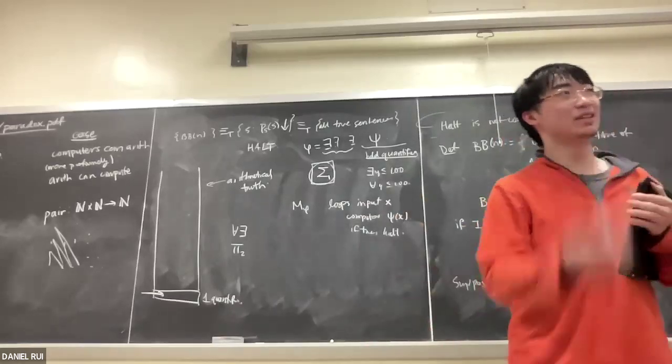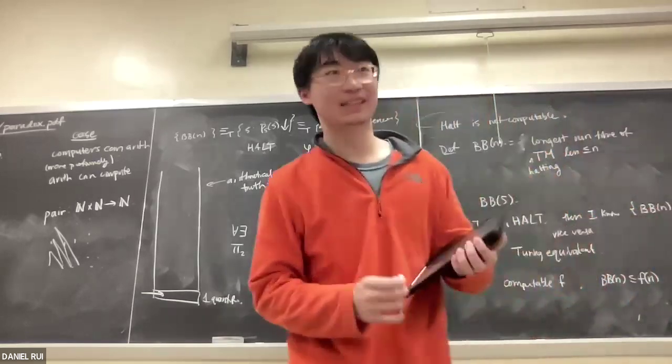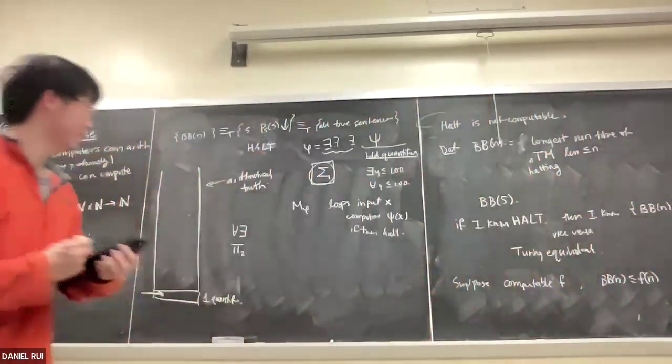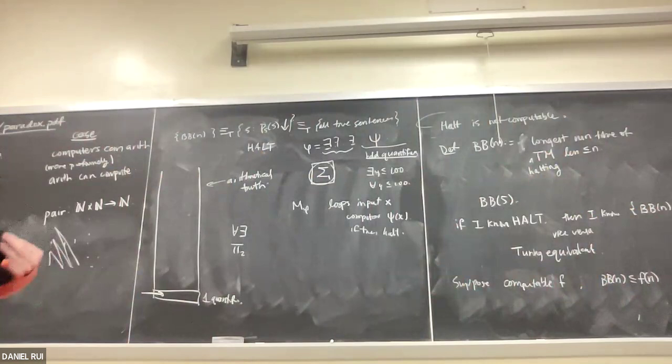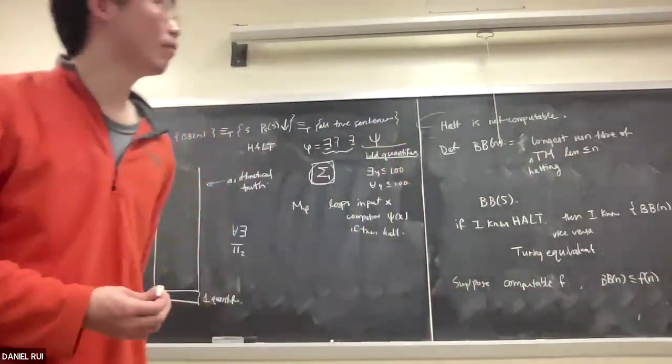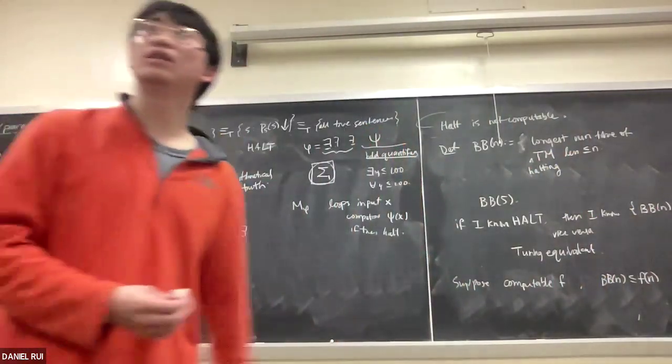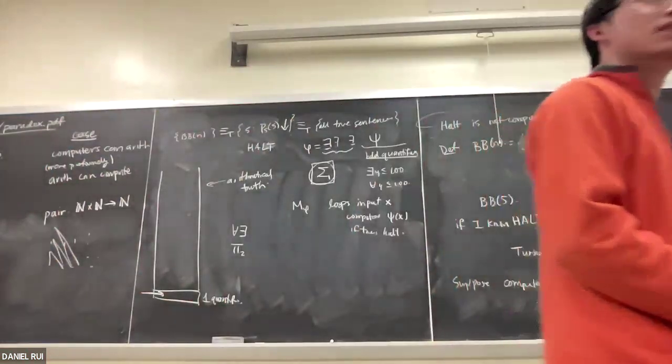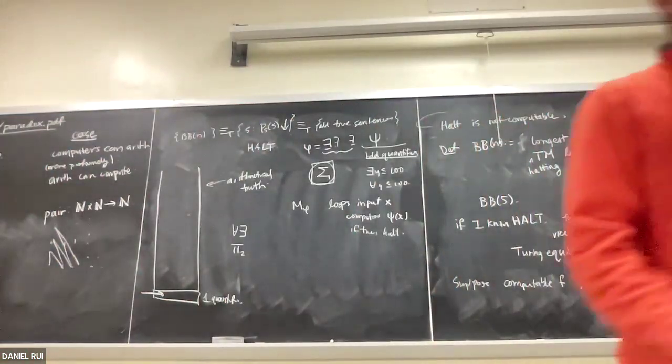If there are any questions, please ask. Yes, Sam? So you mentioned that we can't know all of the Busy Beaver numbers, but some of them have been computed. Do we know how big n has to be before we can't?